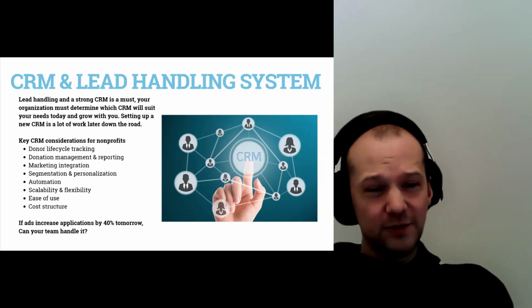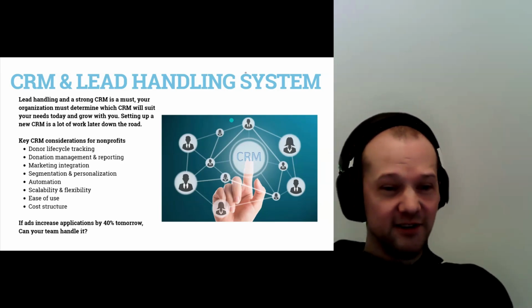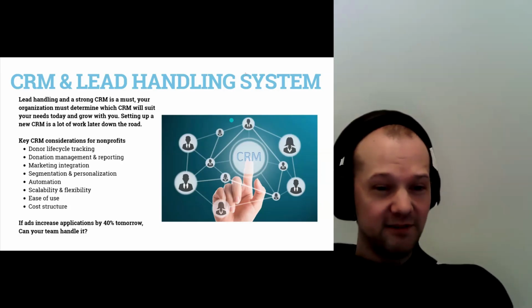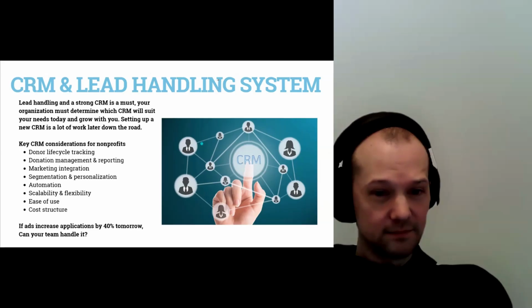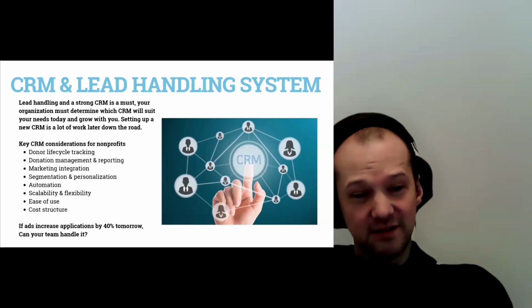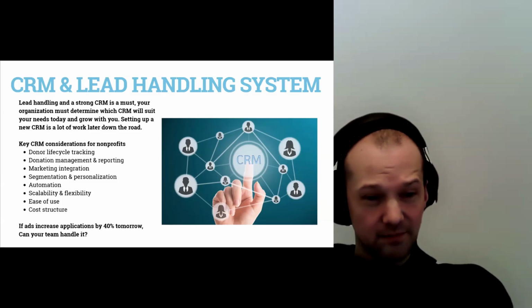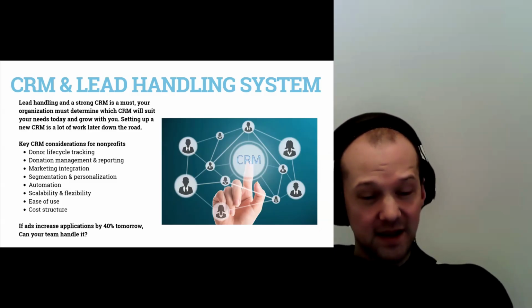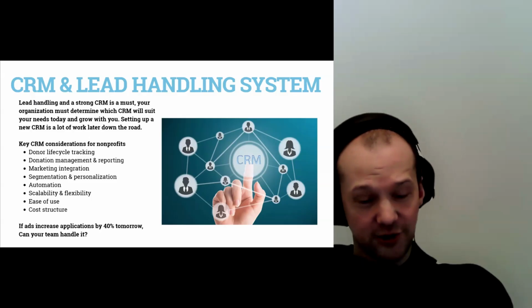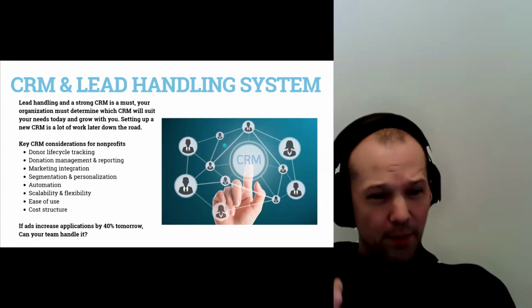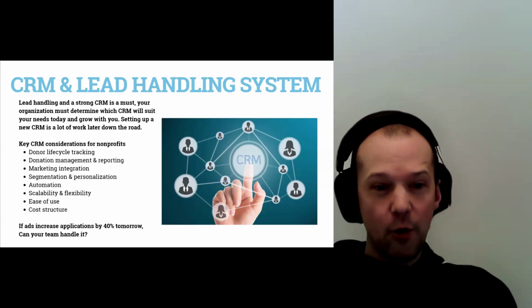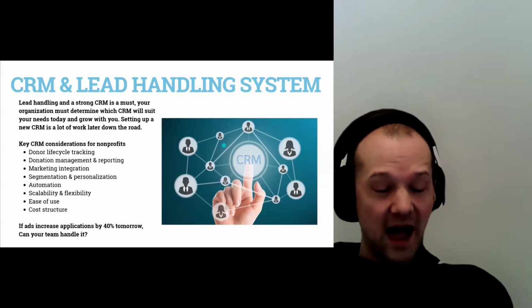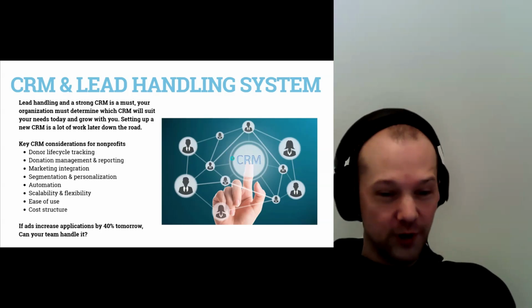So here are a few key things to consider in a CRM. Donor lifecycle tracking, donation management and reporting, marketing integration, segmentation and personalization, automation, scalability and flexibility, ease of use, and cost structure. These are just a bunch of examples, and you really have to dig into your nonprofit to figure out what works for you and which plan will help you grow.